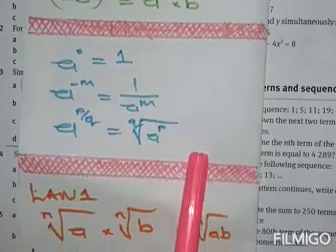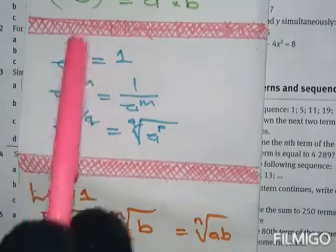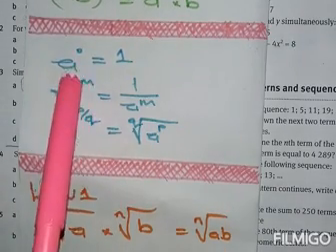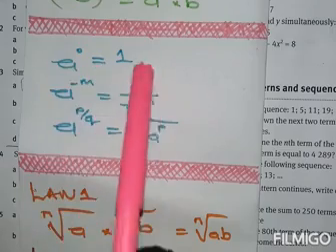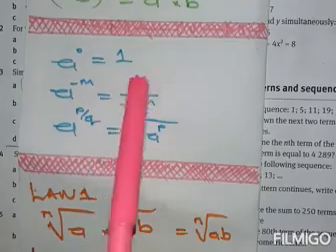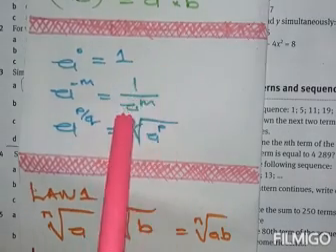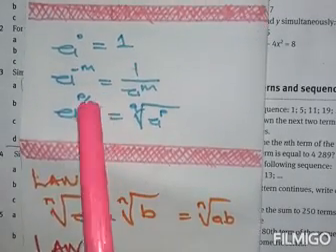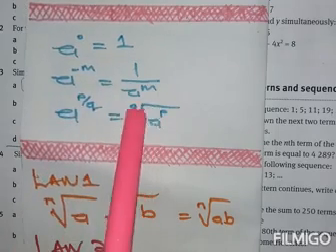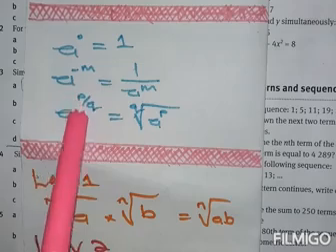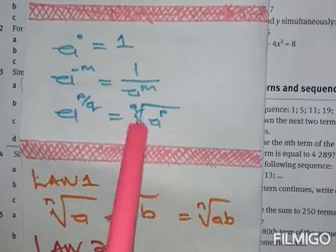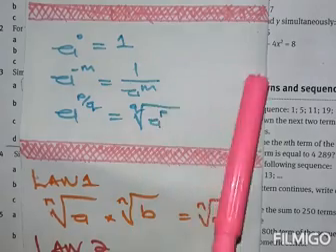Also, from the exponential law, we know that any number to the power 0, or a to the power 0, will give us 1, and a number to the power of a negative number will give us the inverse of that number, that will be 1 over a to the power m. So a to the power of a fraction, a raised to p divided by q, will give us the q-th root of a to the power p.